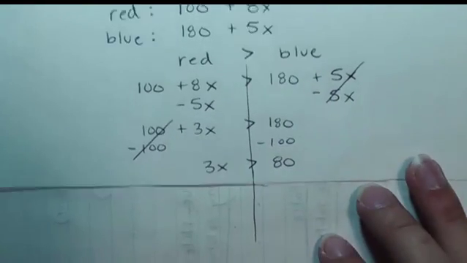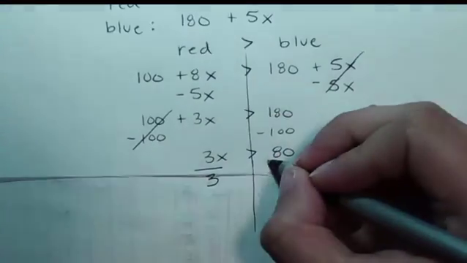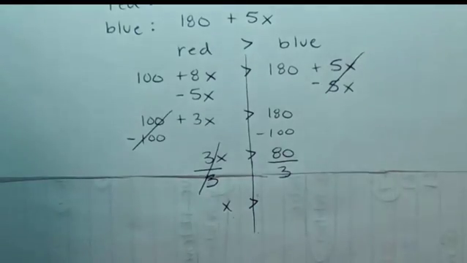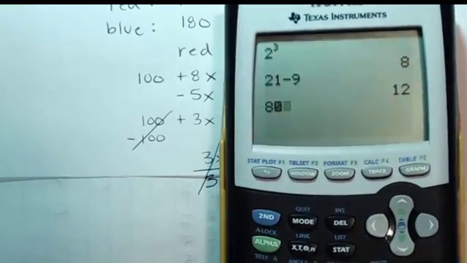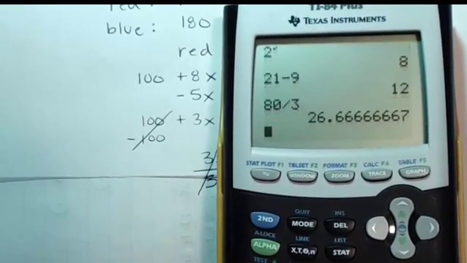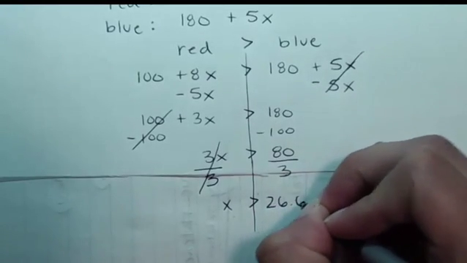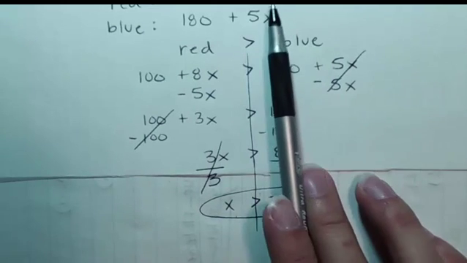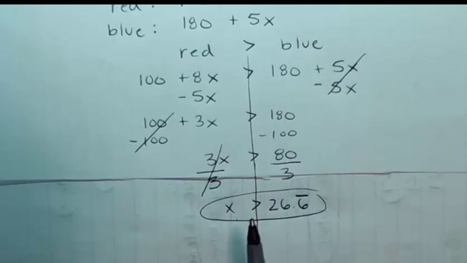And the last step here is I'm going to divide by the coefficient of 3. Divide this side by 3, and that leaves me with x is greater than 80 divided by 3, or in this case, 26.66. So what this is saying, again, x represented my seconds. So the seconds are greater than 26.6 repeating.